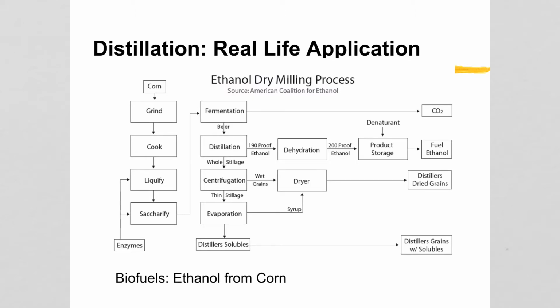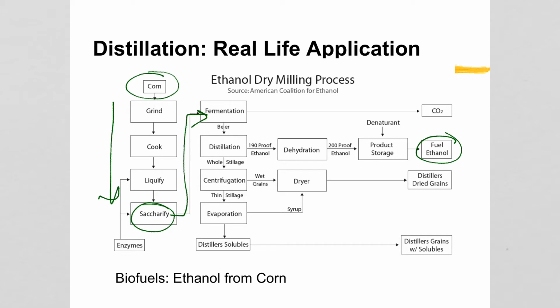Another important application is the production of biofuels, so things like fuel ethanol, which can be produced from corn. You don't have to know all this, but this is just taking you through the process. Once you get your sugars from the corn, you can then take that through the fermentation process, and then after distillation, notice that you get 190 proof ethanol, and I'm going to talk about what that means in a second. Then that goes to dehydration, and that is not a distillation process.